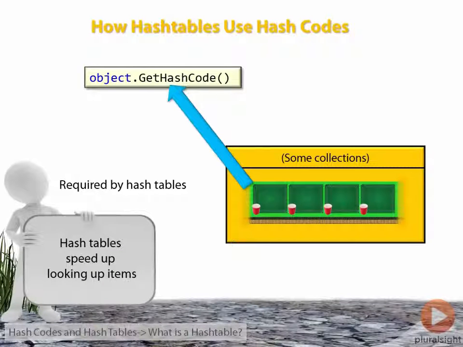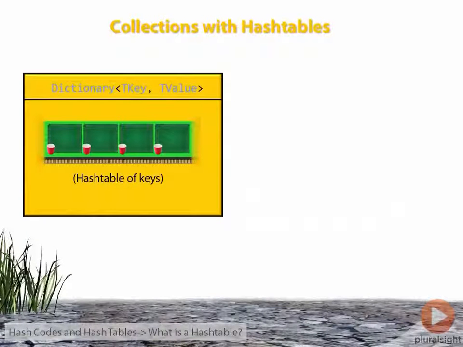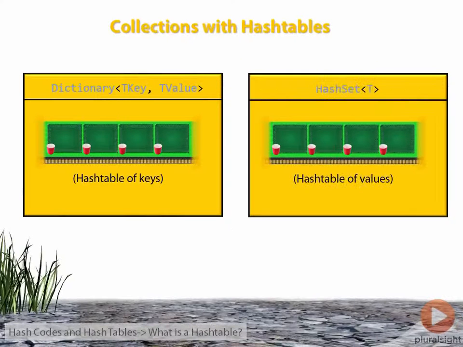The most important types that use hash tables are Dictionary of TKey, TValue, which internally uses a hash table to store the keys of the elements. This allows it to very quickly look up a given key, and the HashSet of T collection, which also uses a hash table, although this time to store the values of the elements.